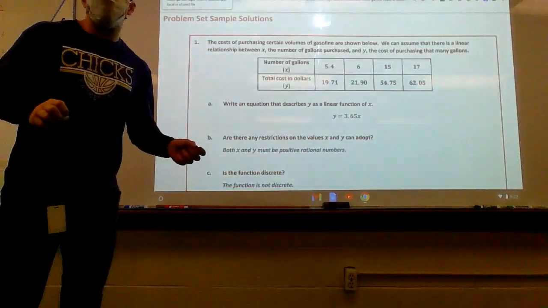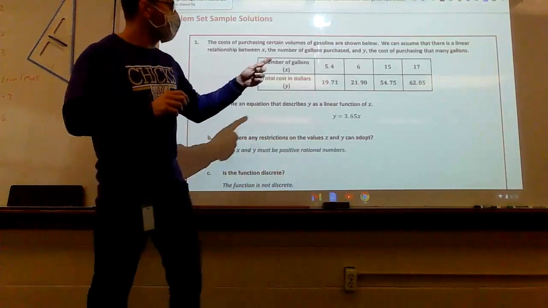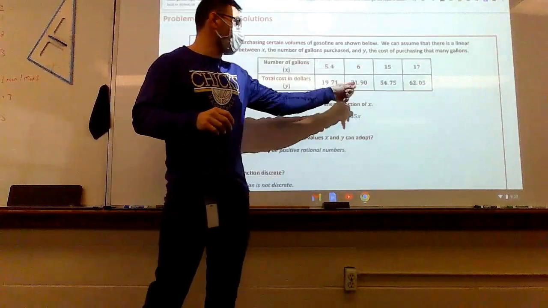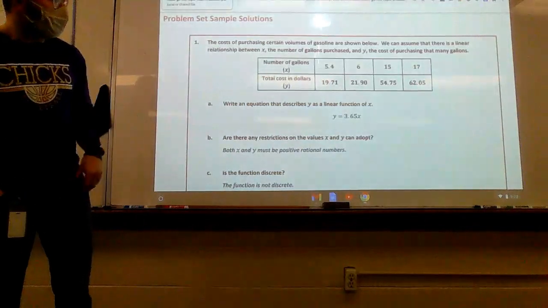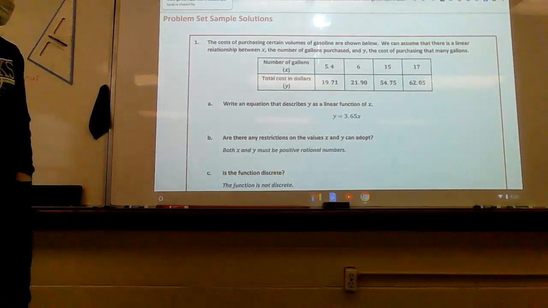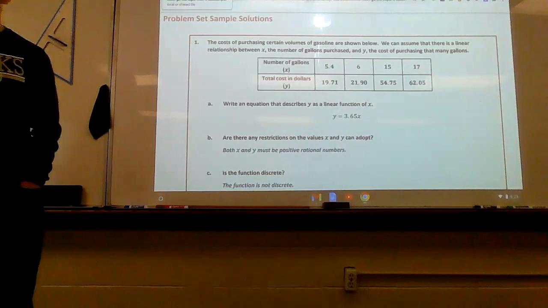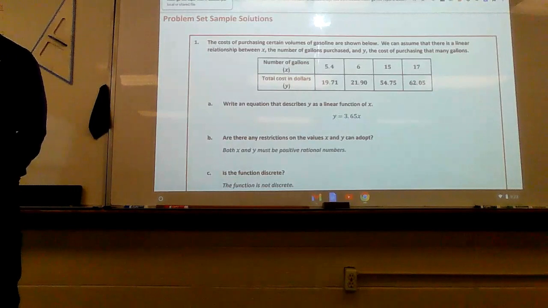So in order to do this, it's the change in the y divided by the change in the x. Could you do 1971 divided by 5 4/10? Yeah, but just to make sure, subtract, you get 3 65/100 x. So y equals 3 65/100 x. Questions on number 1? Give me a thumbs up if we got that one correct.